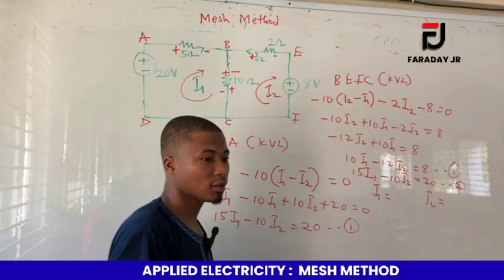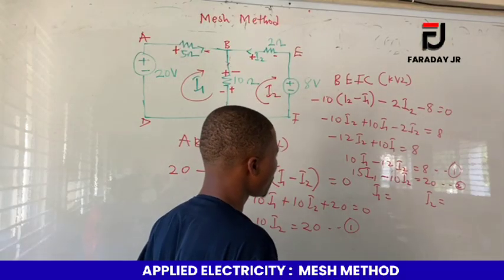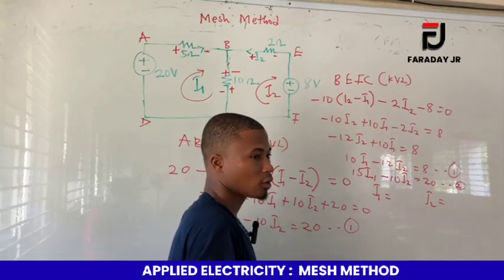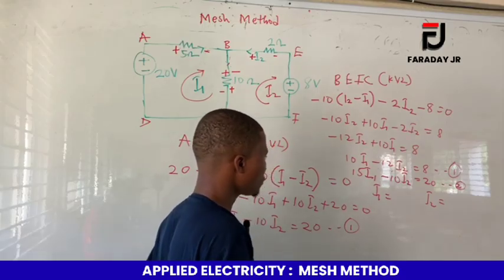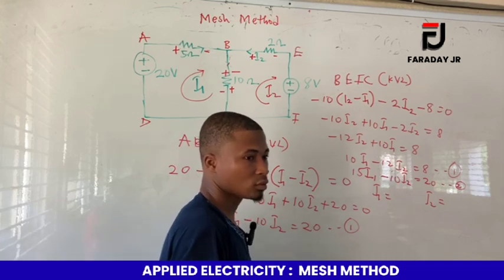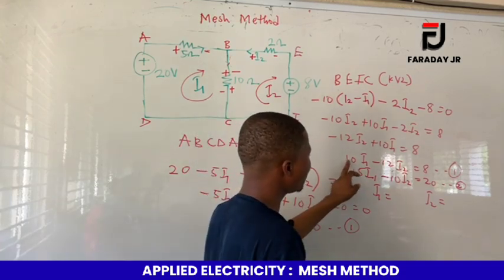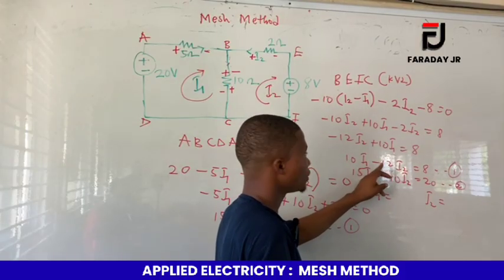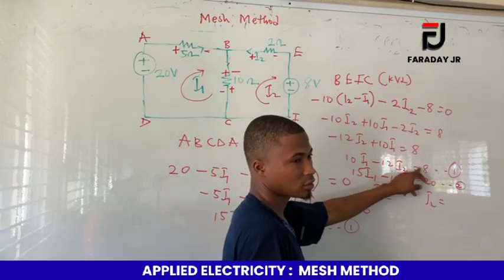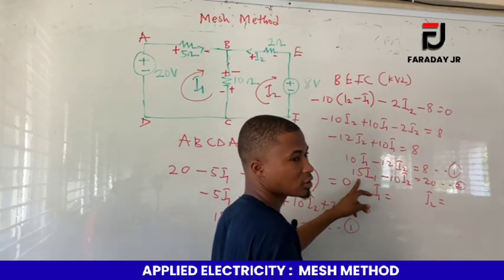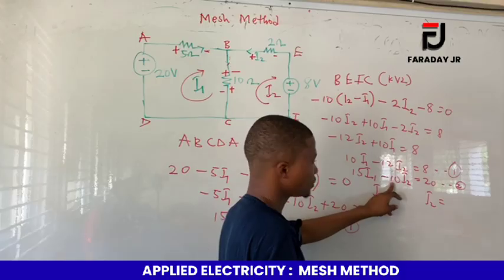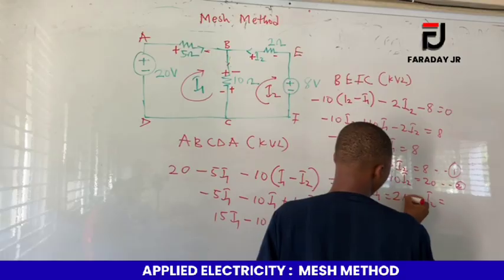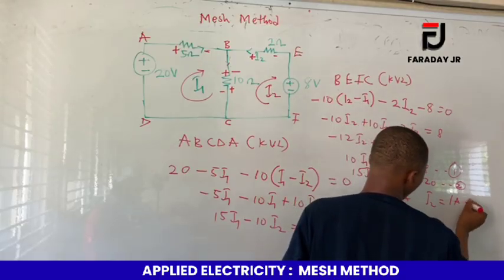Can I get a calculator? Or you can do it for me. So we have 10 minus 12, and then we have 8. We have 15 minus 10, and then we have 20. So I1 is 2 amps, and then I2 is 1 amp. Very good. Thank you very much.